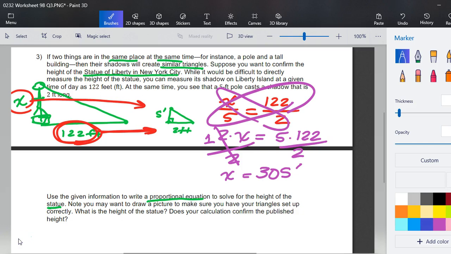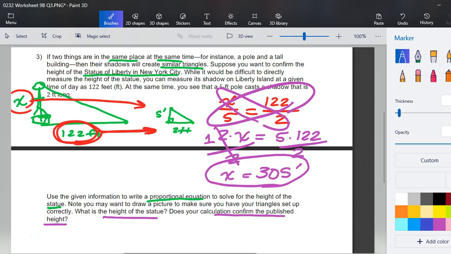So then the bottom of this asks, what is the height of the statue? And we're saying it's 305 feet. And does your calculation confirm the published height? And yes, the statue and the base are 305 feet.